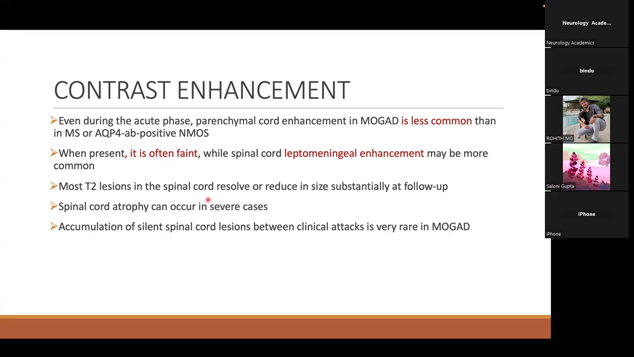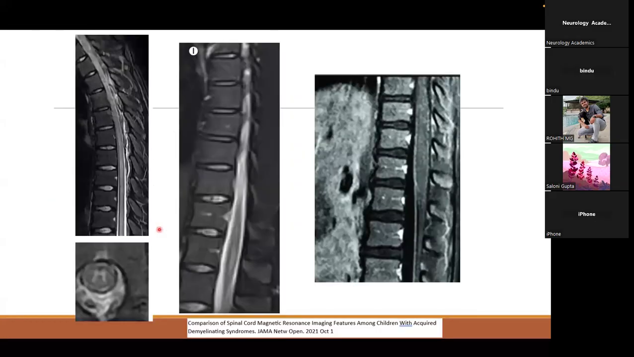And most T2 lesions in the spinal cord resolve or reduce in size on follow-up. Spinal cord atrophy can be there in severe cases. And this accumulation of silent spinal cord lesions, which is typical for MS, is less seen with MOGAD and NMOSD. So here we can see an LETM, and here in the axial section, predominant gray matter involvement.